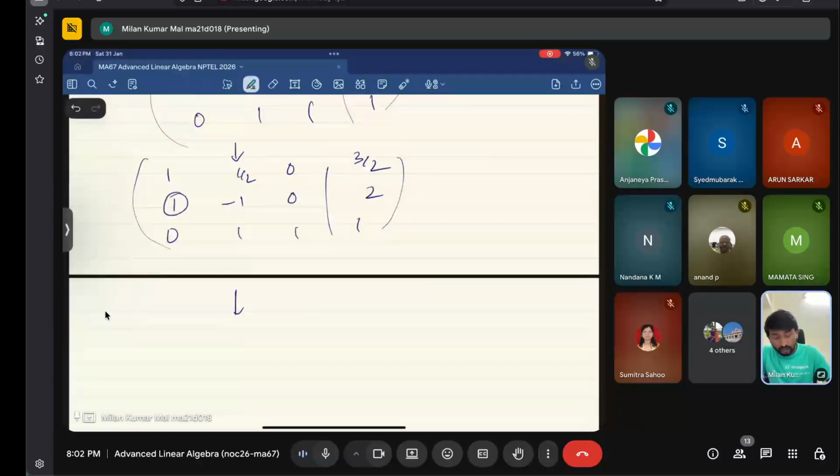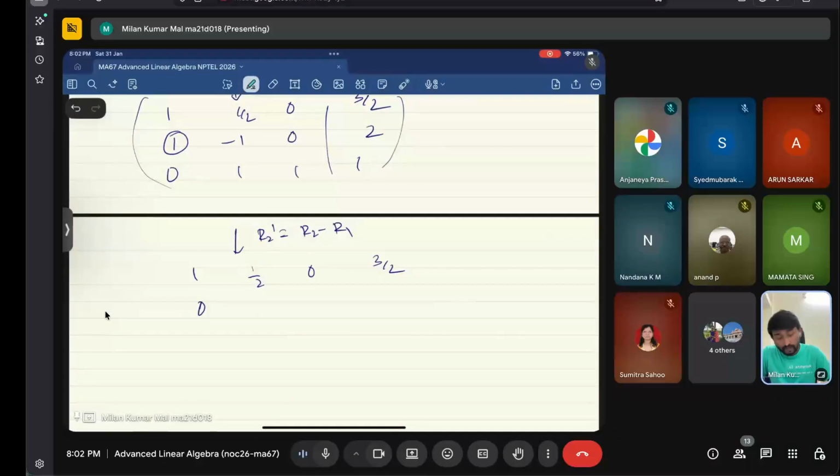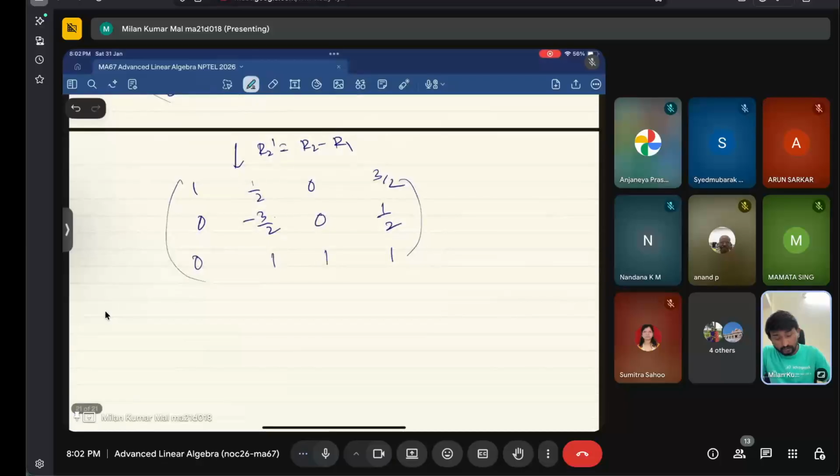R2 dash is equal to R2 minus R1, will be 1 half 0 3 by 2, minus 0 minus 1 minus half minus 3 by 2 0, 2 minus 3 by 2, that is 1 by 2. This is correct. 0 1 1 1. So now what you have to do, you have to make this term. You can do many things. Also, this is enough. I think this is enough.